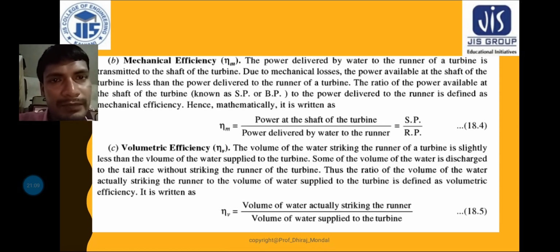But I am just placing 100 kg of water. So the volume of water supplied to the runner is 100 kg, but the volume of water actually striking the runner is 95 kg. So what is the volumetric efficiency? 95%. This is how we can calculate the volumetric efficiency. I hope it is clear.